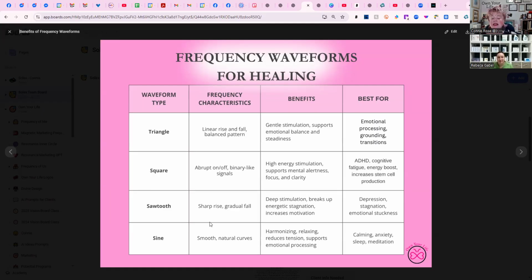Okay. Sawtooth. Oh my goodness. Sawtooth is great for depression, stagnation, emotional stuckness. And if you ever are stuck in like a procrastination mood, I don't know if that ever happens to you or if that's just me. And I notice in the morning, I'm not a morning person yet. I don't know if I'll ever be. And so sometimes it's a little hard for me to get out of bed.